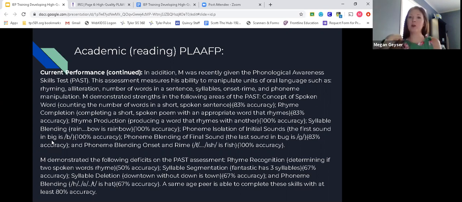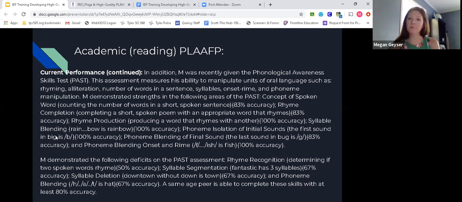So the first paragraph is about the phonological awareness skills, and I even put a little blip in there about what that means. And we know it because we do this all day, every day. Parents don't know it, so we want to explain it to them. And then I put in the strengths that the student had with the PLAAFPs.